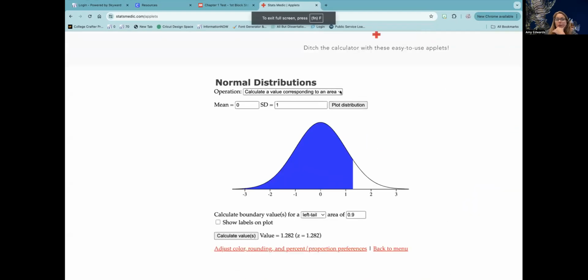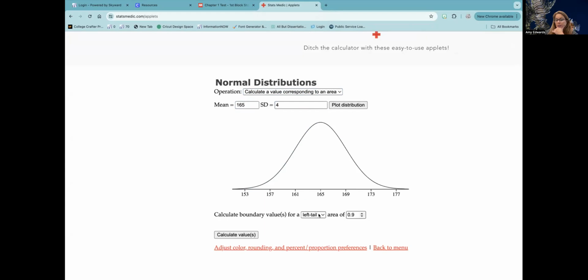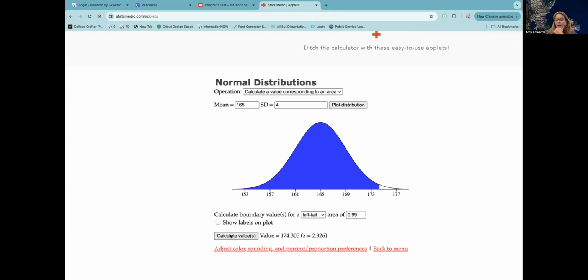Okay, so here I'm going to do my drop-down menu. I'm doing the second one. We've got a mean of 165, a standard deviation of 4, plot my distribution, left tail, and the area is 0.99. And so here's where I calculate the value. And again, is there a z-score down here? Yes. So at 174.305 feet, 1% of all emergency stops needed more than that. There's my answer.